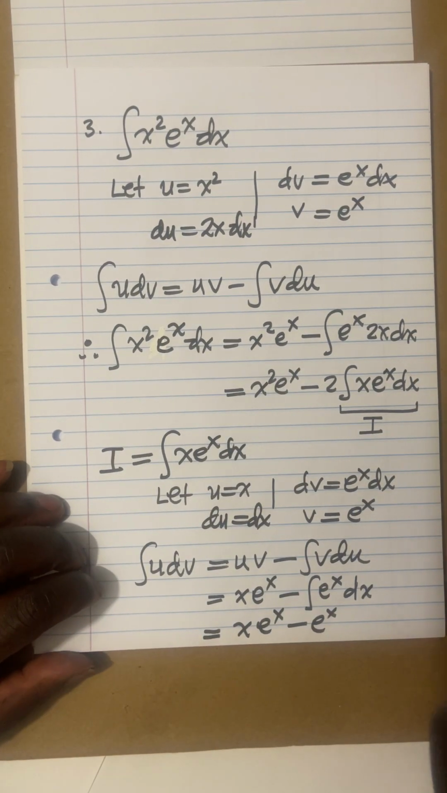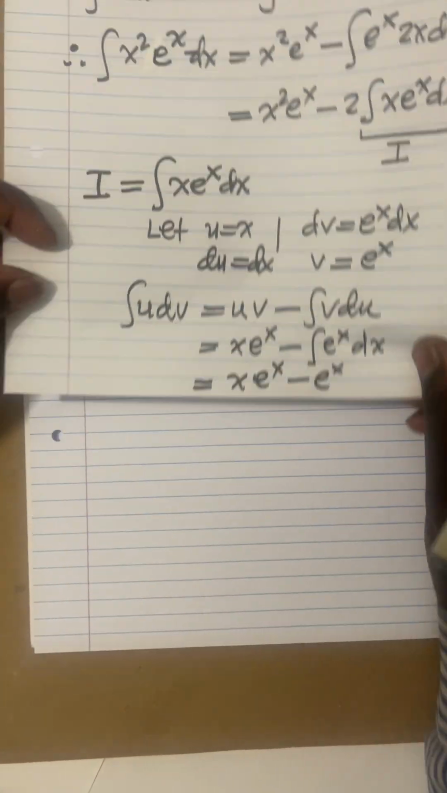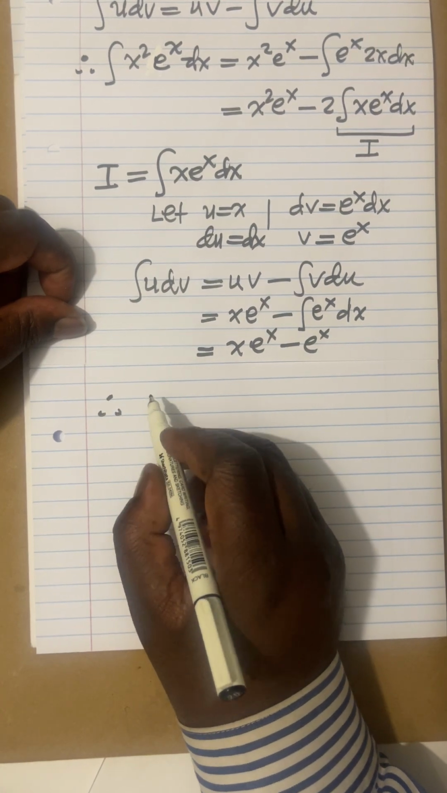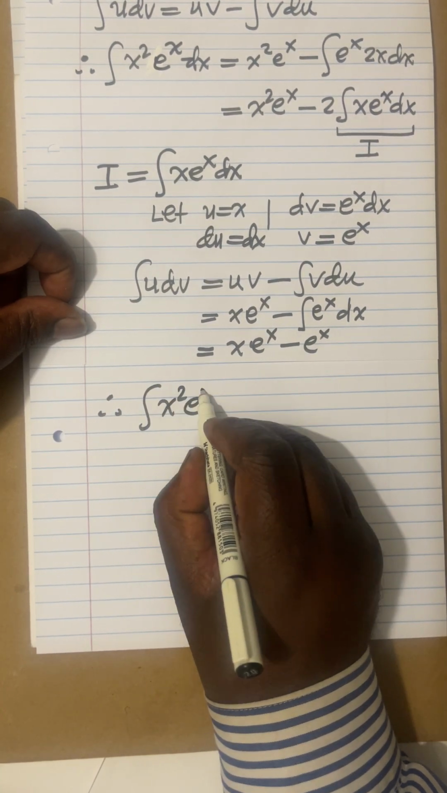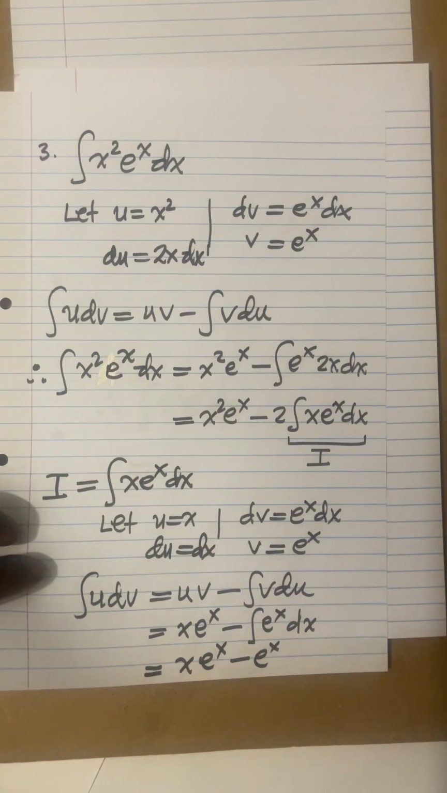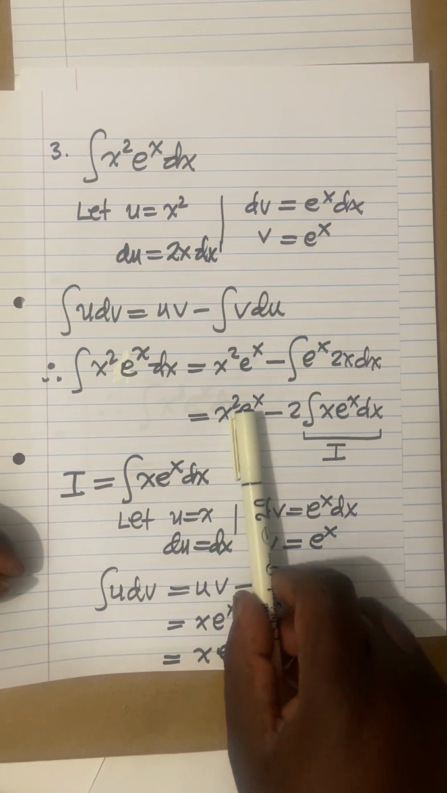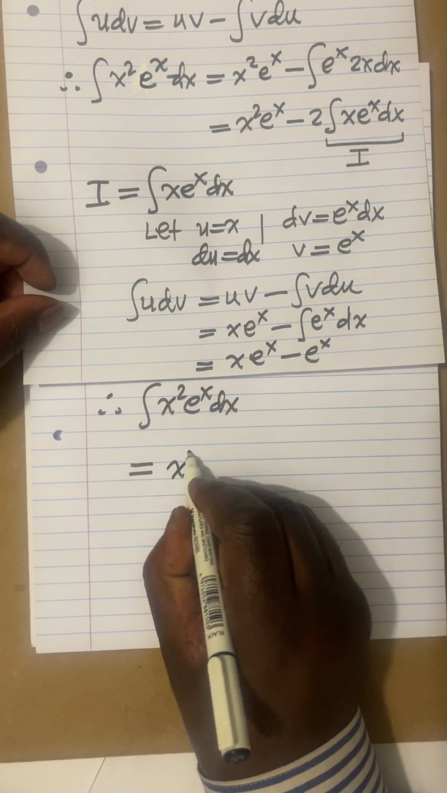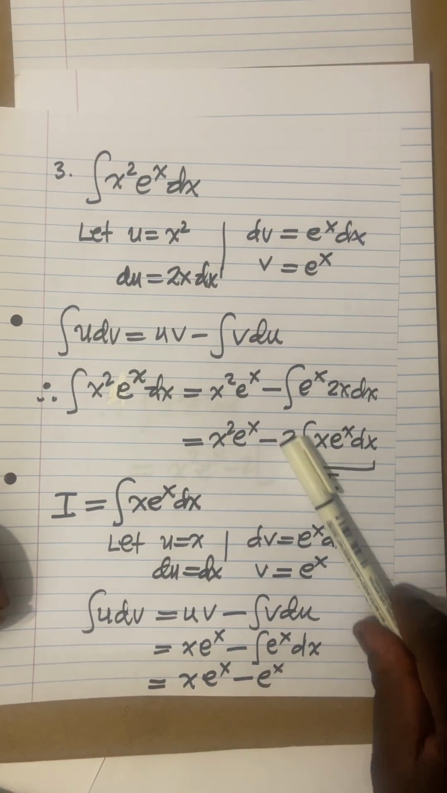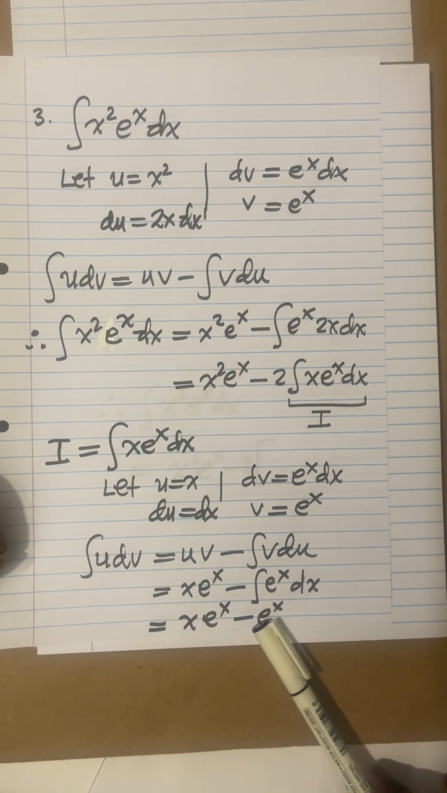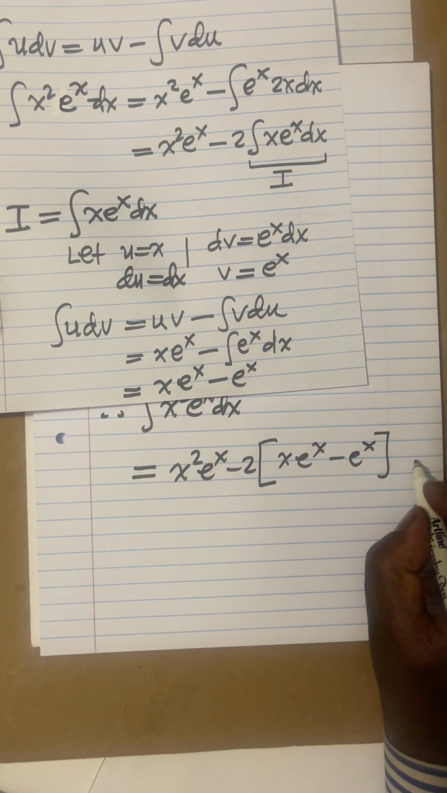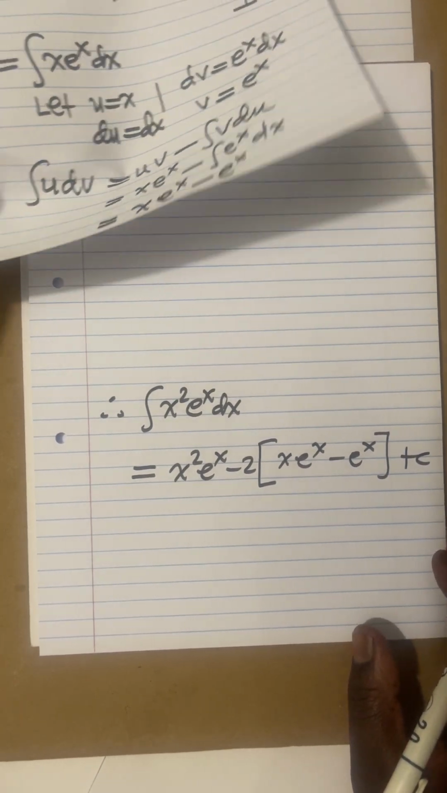Right, now let's come back here. Now we're going to say, therefore, our integral, an integral x squared e to the power x dx must just be equal to x squared e to the x minus 2, and I'm going to say open brackets here. In the place of that, I'm going to put x e to the power x minus e to the power x. And now I must say plus c because we're dealing with indefinite integrals.